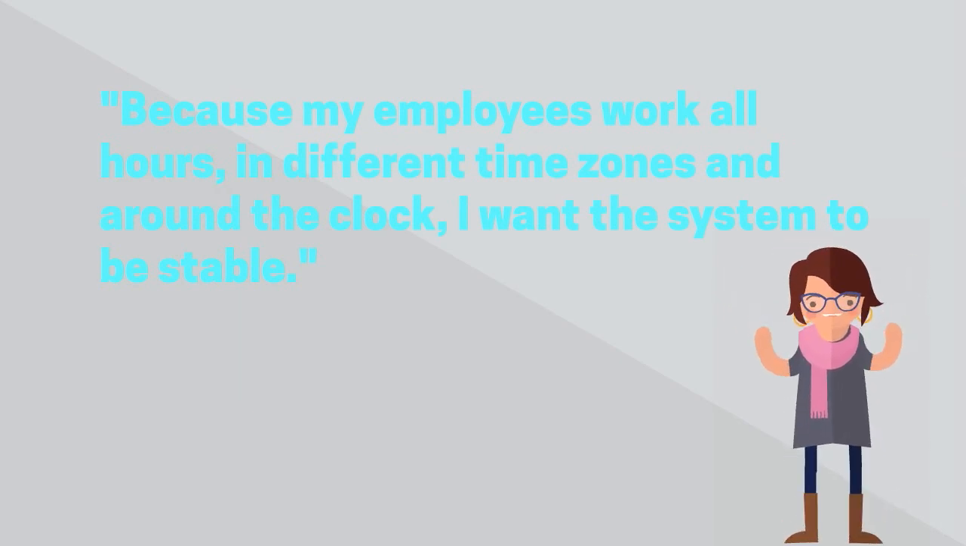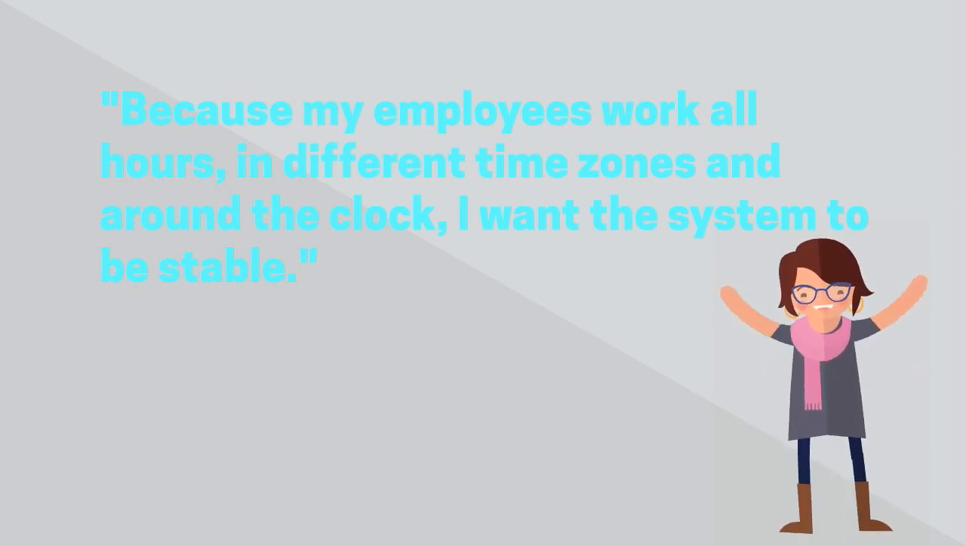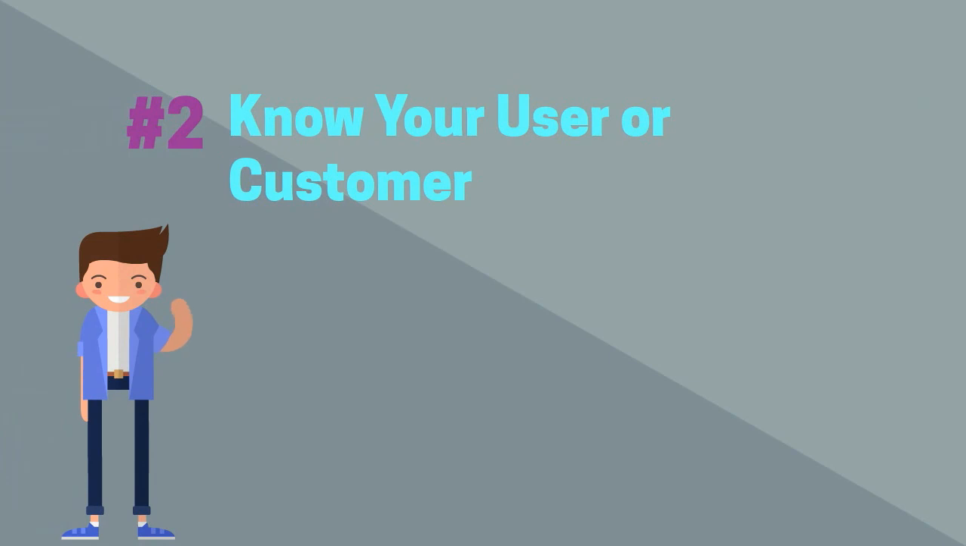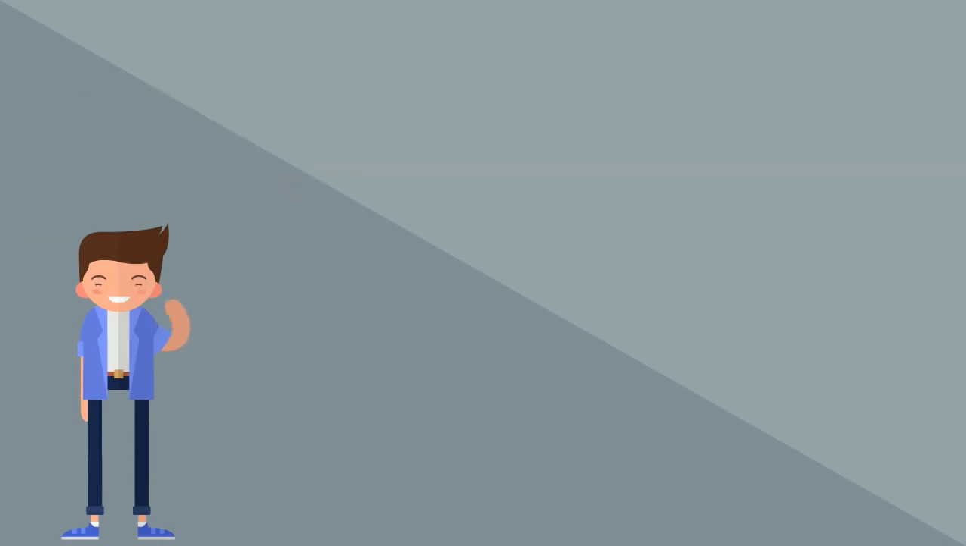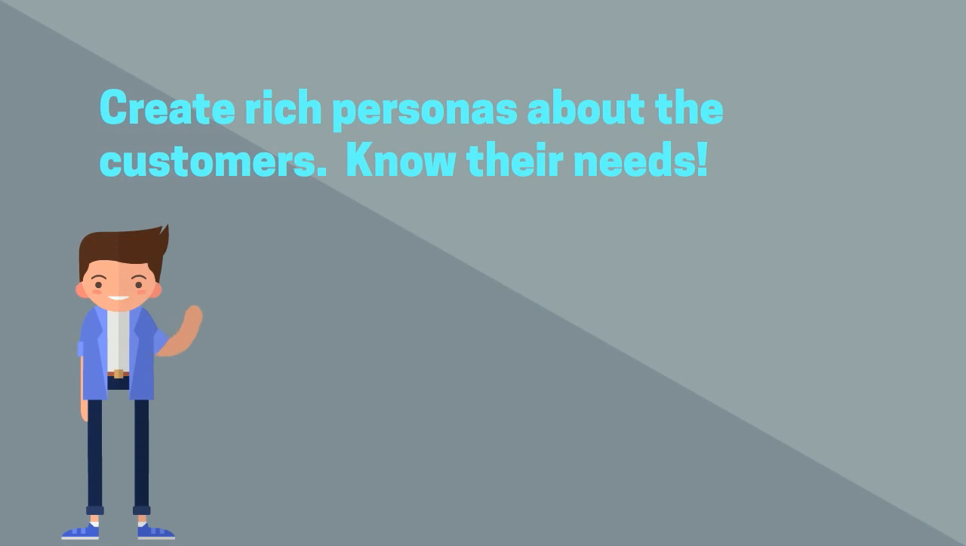Even better would be, "Because my employees work all hours in different time zones and around the clock, I want the system to be stable." This tells about what the customer will get out of the stability and why. Another element of a good user story is clarity around the who and around the people using this functionality. It is worth spending time creating rich personas that help the team understand their various users and priorities they would have for a given story.